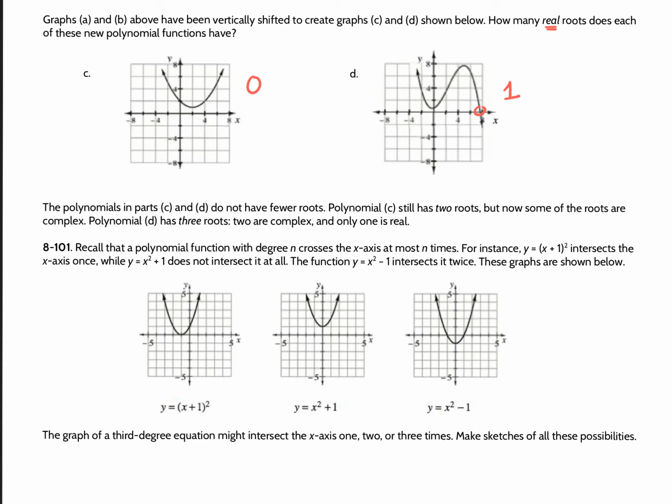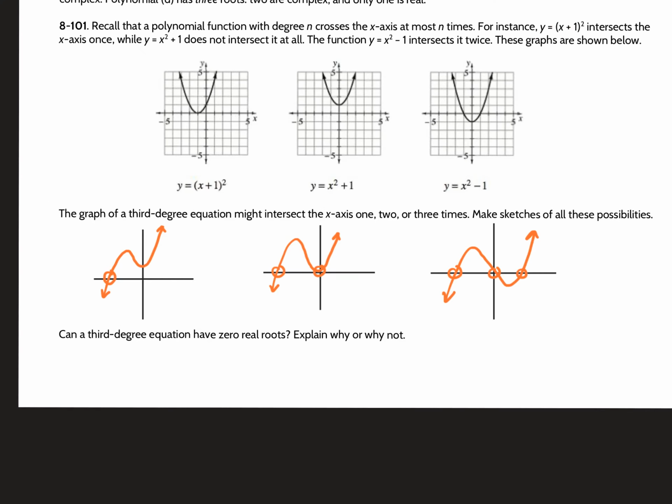The graph of a third degree equation might intersect the x-axis 1, 2, or 3 times. Take a second, pause the video, and make a sketch of all 3 of those possibilities. So here's what I drew. You may have something similar, you may have something different, but it should still be a kind of similar looking picture. The question that's really interesting is, can a third degree equation have 0 real roots?